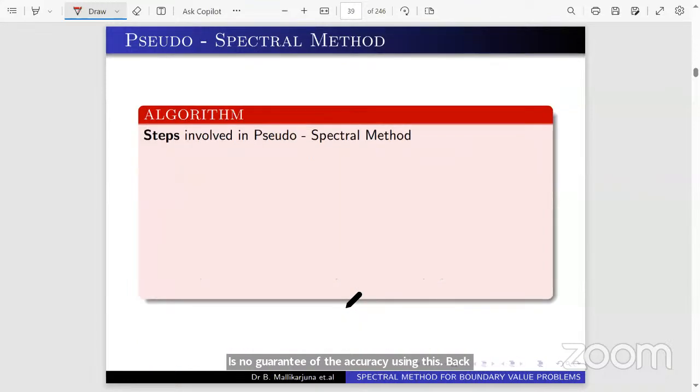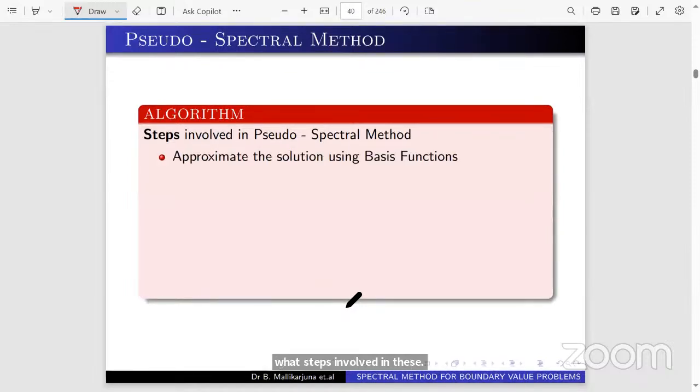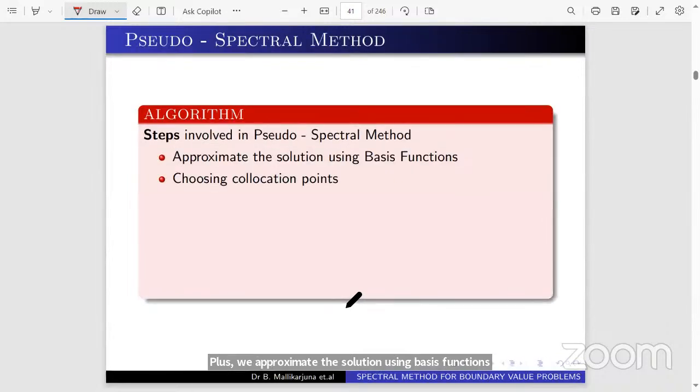Now, how are you going to implement it? What is the algorithm of this pseudo spectral method? What steps are involved in this numerical technique? First, we approximate the solution using basis functions. We choose the collocation points.